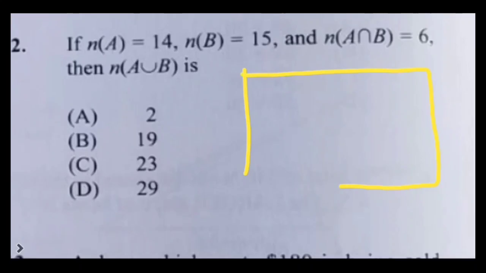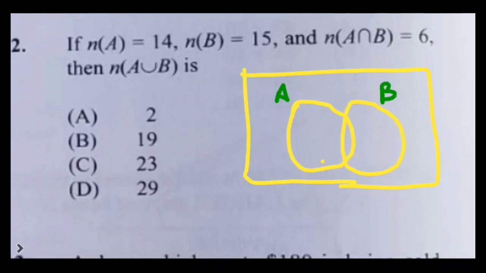So here we have our Venn diagram. And we have set A and B. Set A, set B. It says set A has 14. Set B is equal to 15, and A intersect B is equal to 6. So in the middle would be 6.